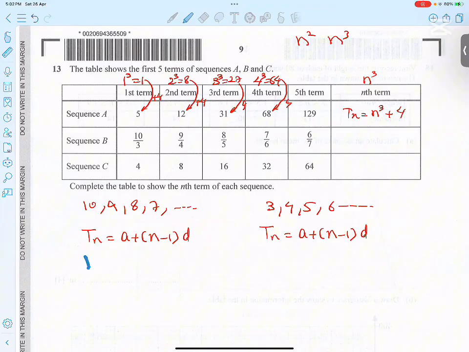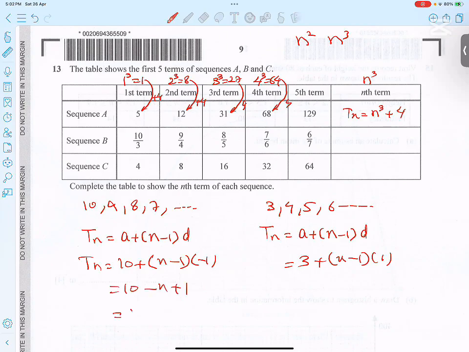So what is a in the first AP? What does a stand for? The first term, 10 here. What is the first term here? 3 here. Okay. Keep n minus 1 as it is. What is the common difference? 9 minus 10 is minus 1. 4 minus 3 is plus 1. I think the point is very clear. So negative n, and plus 1, and I got n plus 11. This is my nth term.